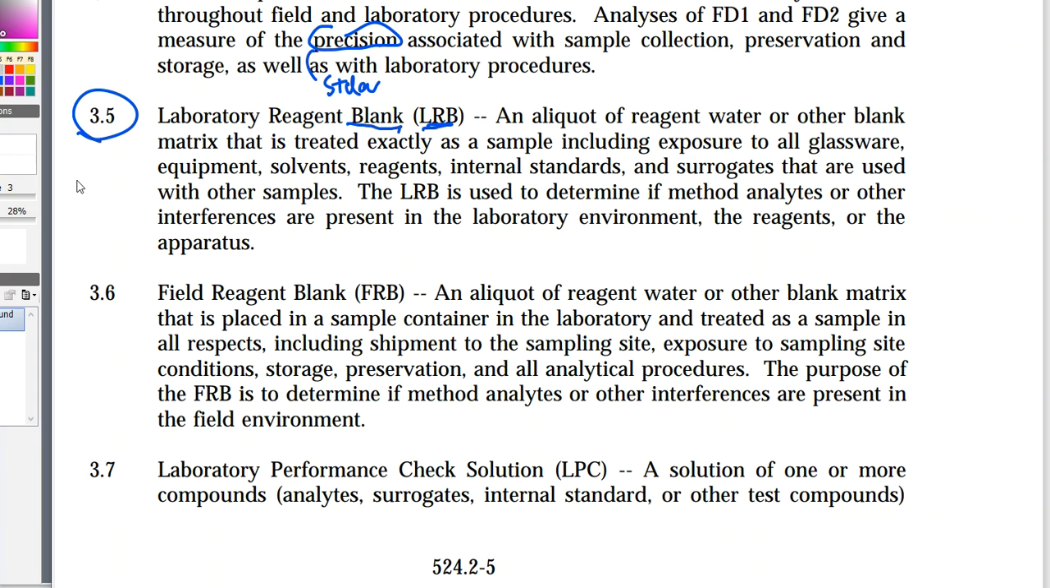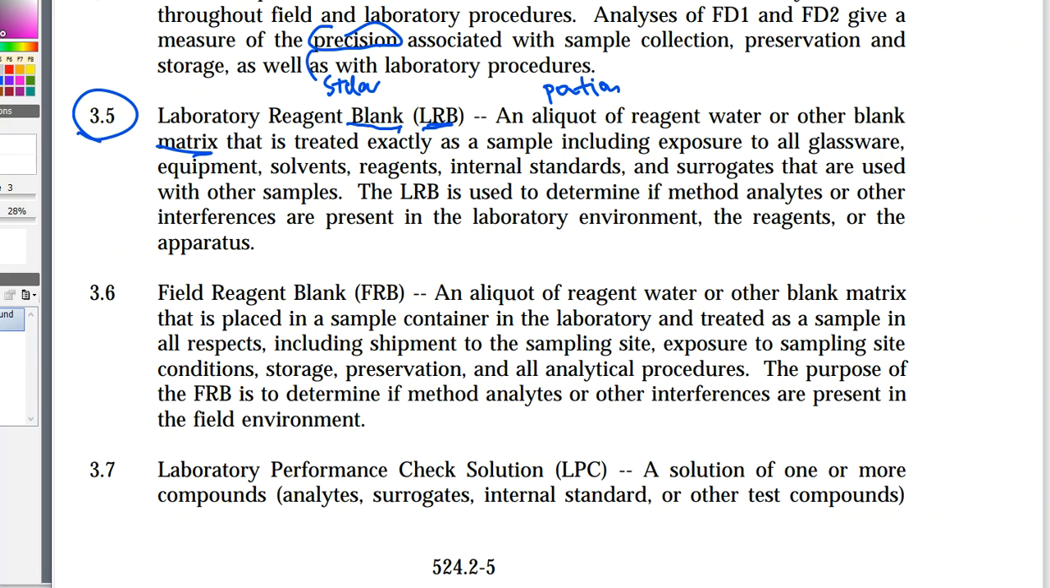All right, so with the LRB, what is it? An aliquot. An aliquot is just a fancy term that means portion. So an aliquot of reagent water or other blank matrix. That means maybe other stuff is there that's more than just water. Maybe it's more than just acid. Maybe it's more than just base. Maybe it's water plus acid plus something else that got mixed into everything, samples and standards and all. That's the matrix. That is treated exactly as a sample. It includes exposure to all the glassware, the equipment, the solvents, the reagents, the internal standards, and the surrogates that are used with other samples.